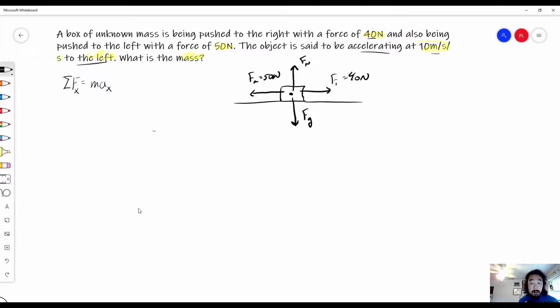Now ask yourself, is this in the x-axis? Okay, is this F of N in the x-axis? No, so I'm not going to write it down. Is this F of 1 in the x-axis? Yes, so I'm going to write it down. Now it's going to the right, so I'm going to have that as positive F of 1. What about this F of g? Is this F of g in the x-axis? No, that's in the y-axis. What about this F2? Is that in the x-axis? Yes, so I'm going to write it down. All right, now this F2 is pointing to the left, and we're going to say that left is negative, and so we have something that looks like this.